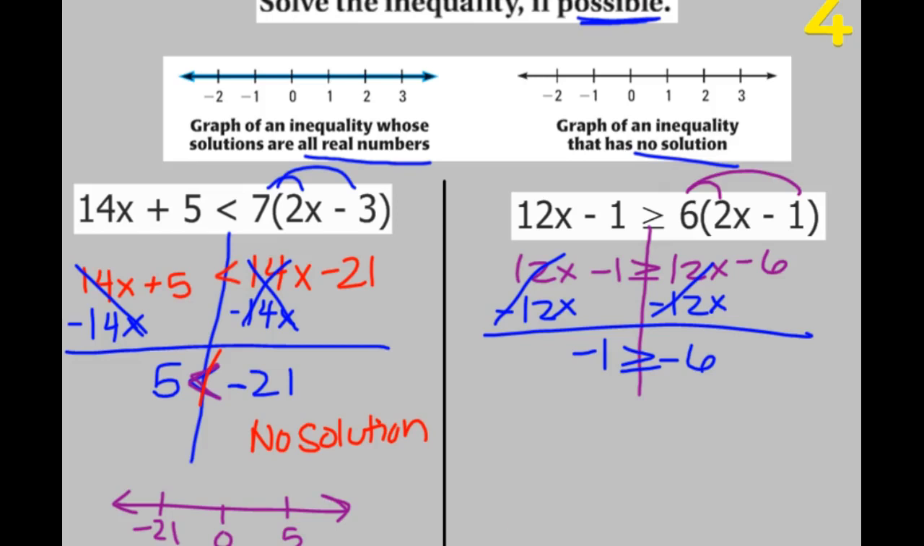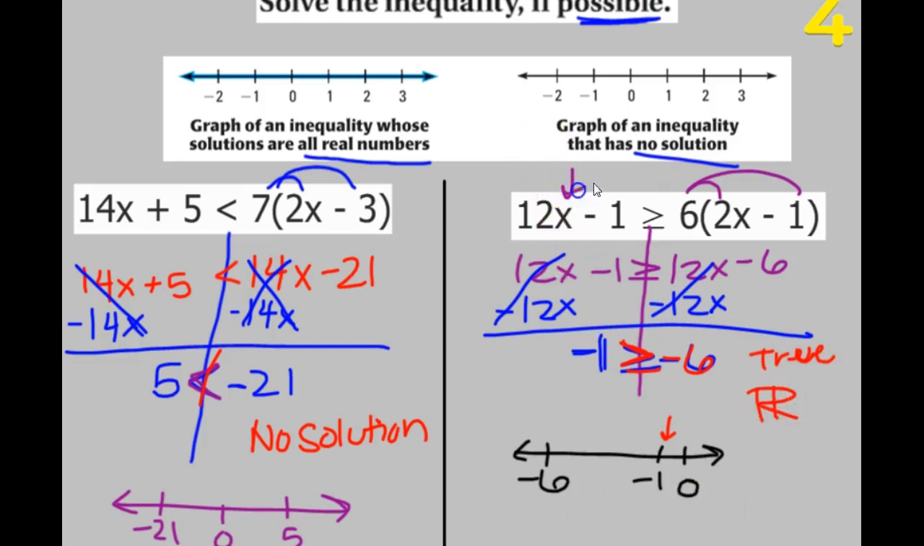Let's look at our number line if you're not sure. If this is 0, negative 1 would be here, and negative 6 would be way over to the left. Is negative 1 greater, because it's not less than, greater than or equal to negative 6? Is this greater? And you know what? With these negatives, it's confusing. But yes, that is true. So if you have a true statement, T-R-U-E, your answer is all real numbers.